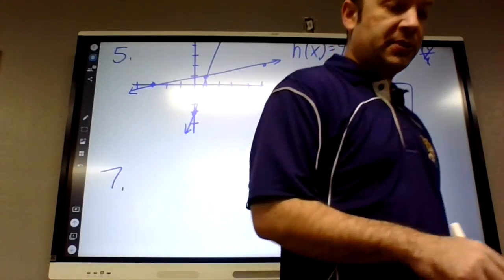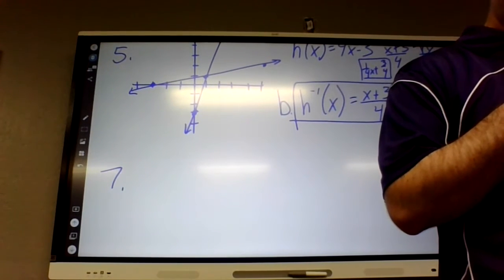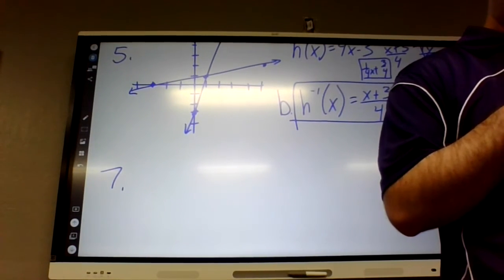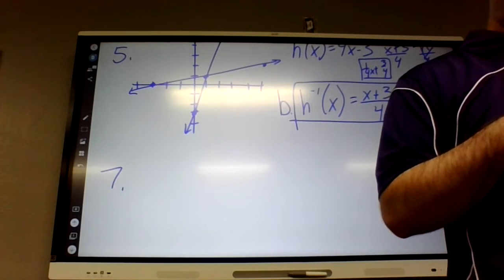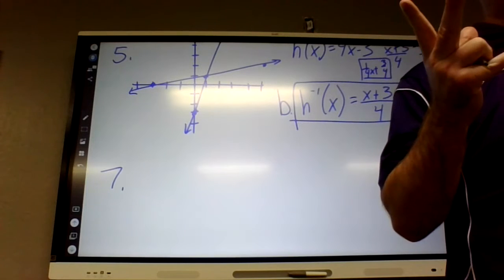Let me look at number 6. Kind of the same thing. Okay, number 7. In exercises 7 through 10, the graph of a function is given. Does the graph have an inverse? How can I tell just by looking at the graph whether it has an inverse?